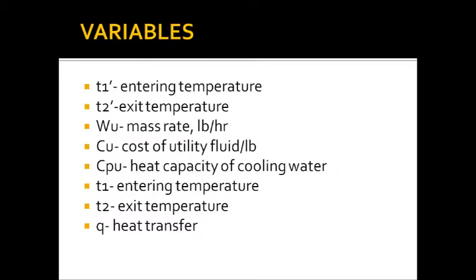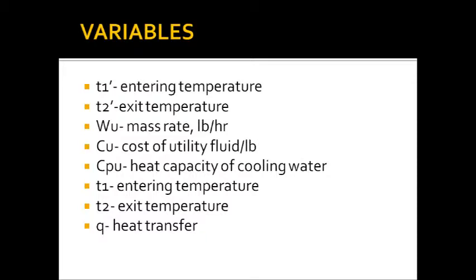For the familiarization of the variables in the optimization of heat exchanger in a shell and tube, T sub 1 prime is the entering temperature of the process fluid in degrees Fahrenheit. T sub 2 prime is the exit temperature of the process fluid in degrees Fahrenheit. W sub U is the mass rate in pounds per hour. C sub U is the cost of utility fluid per pound. C sub PU is the heat capacity of cooling water in BTU per degrees Fahrenheit per pound. T sub 1 is the entering temperature in degrees Fahrenheit of the utility fluid. T sub 2 is the exit temperature of the utility fluid in degrees Fahrenheit.